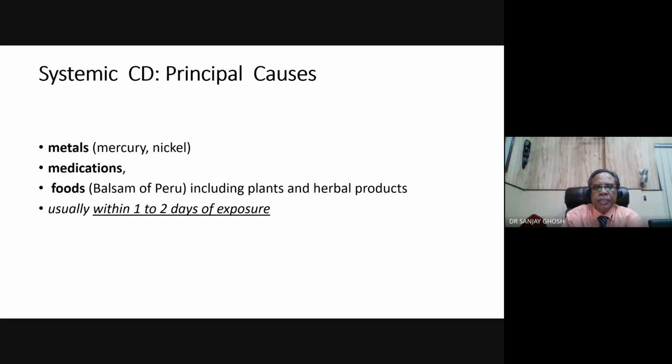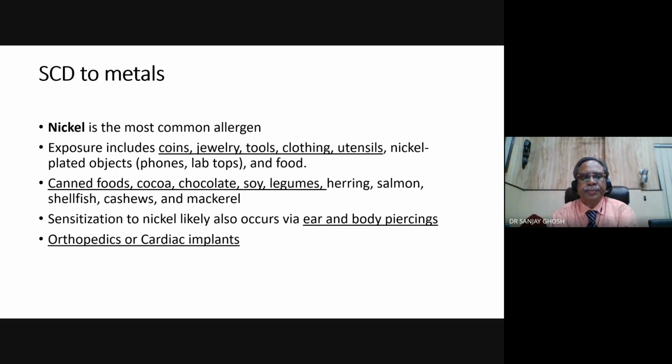The principal causes of systemic contact dermatitis are metals, medications, and definitely food, like balsam of Peru I just told, including plants and herbal products. And this happens usually within 1 or 2 days of the exposure. Among these metals, the most common offender is, as I just told, nickel. There are lots of coins, jewelry, tools, etc., even mobile phones, and canned food, cocoa, chocolate. So we ask the patient also not to use nickel utensils.